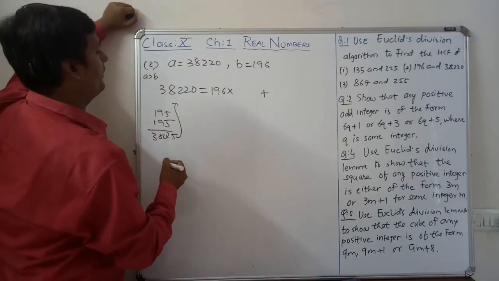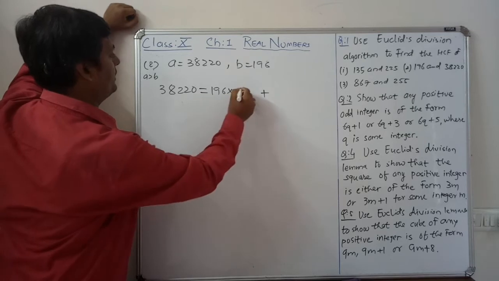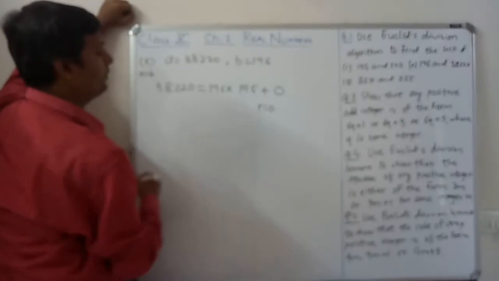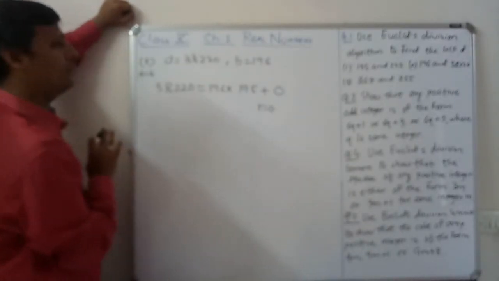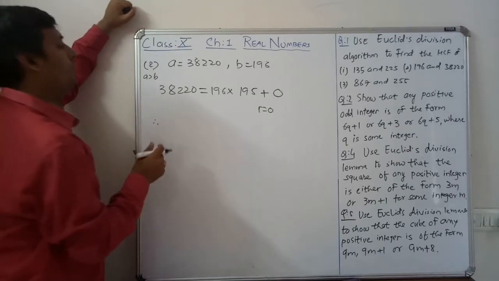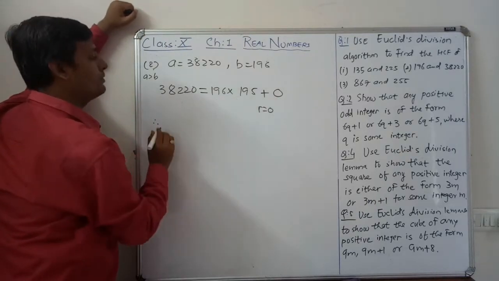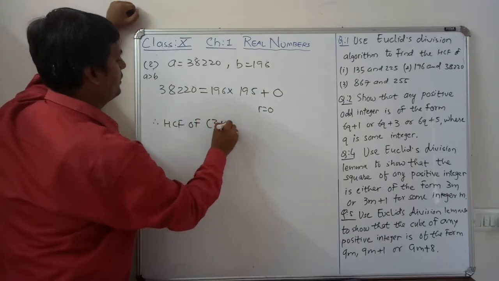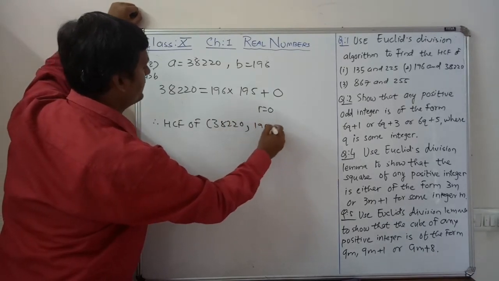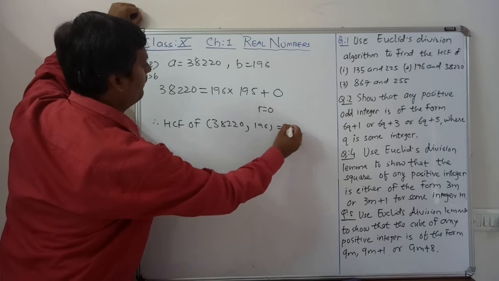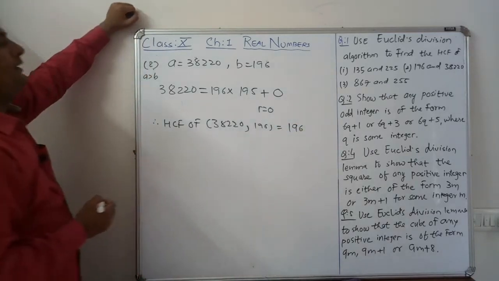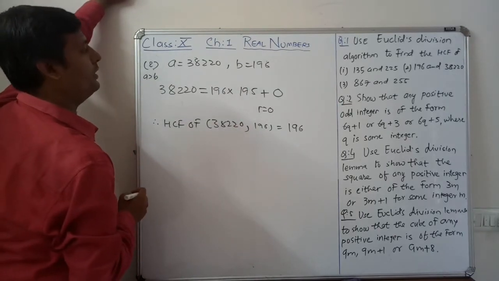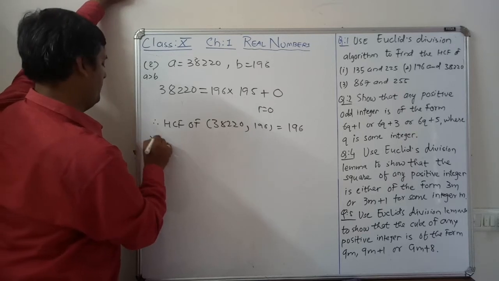So simple, we divide by 195 here. So 160 and 95. So we got 0. So here R is equal to 0. So the procedure stops. Now, therefore it is simple, the remainder becomes 0. So the HCF of 38220 and 196 is equal to 196, right? The divisor is the answer and the remainder is 0. Clear, understand? Okay, let's carry on to question number 3.